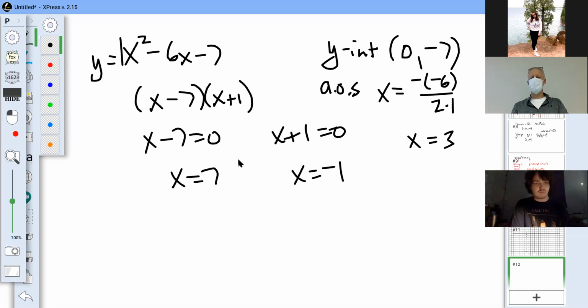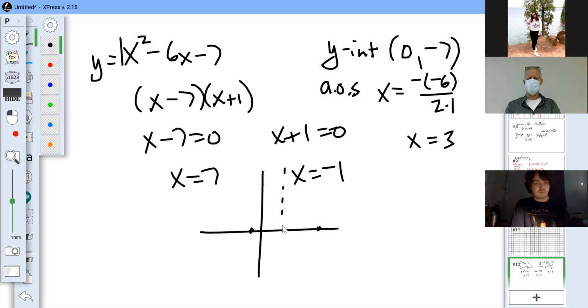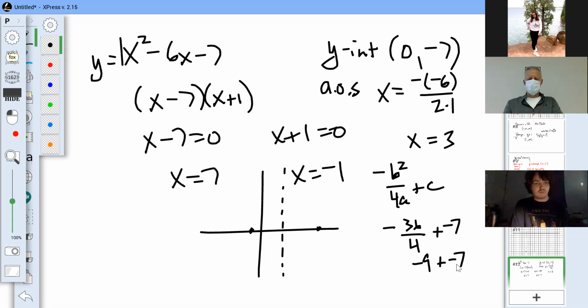So I now have a whole bunch of things I could do to graph this without even having the vertex. I know it hits at 7 and -1. I know the vertex is somewhere at x equals 3. I do the other part of the vertex. So opposite of 36 divided by 4 plus -7 is down there at -16. Okay, so my vertex is 3, -16.